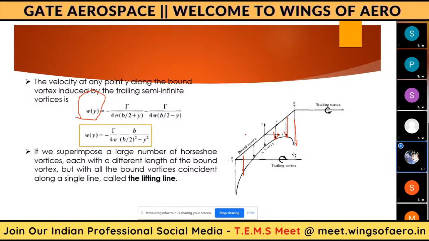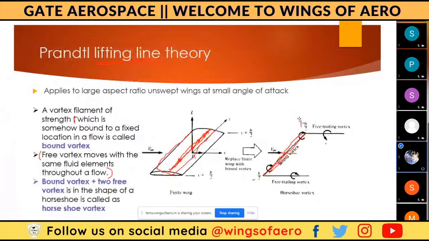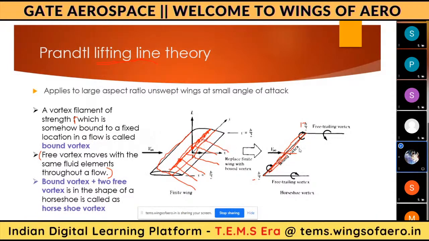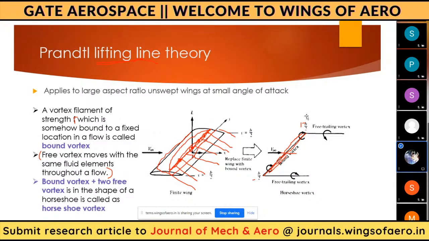So consider this is the line where the horseshoe vortex is, this is the type of horseshoe vortex. One horseshoe vortex is formed like this, and consider there are so many horseshoe vortices adjacent to this side, this line. If it is formed like this, we will have the lift distribution over the aerofoil, because this bound vortex will have some vortex strength, that is, vortex strength gamma.